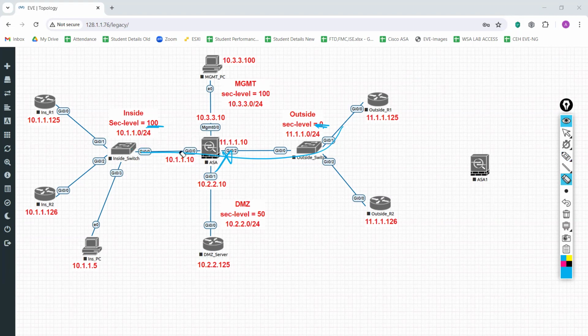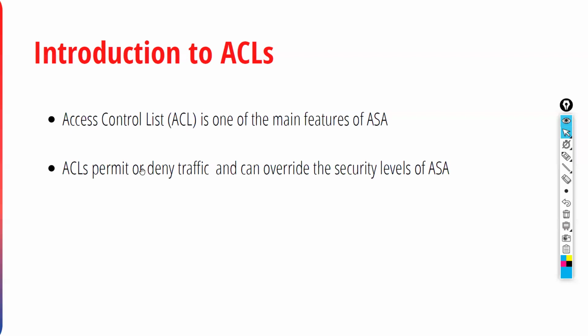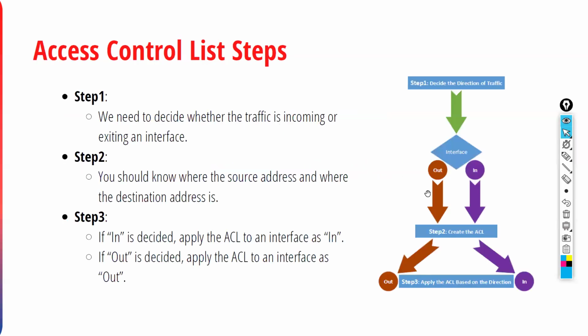But if you create a rule that, okay, allow anything that is coming on this interface. If you create an ACL something like this, that permit any from any source to any destination, in that case, what will happen? ASA will override. Now these security levels will not be effective. The traffic will start going from lower to higher security level also. Okay. So this is what we are saying here, that ACLs, they will permit or deny traffic and they can override the security levels of ASA.